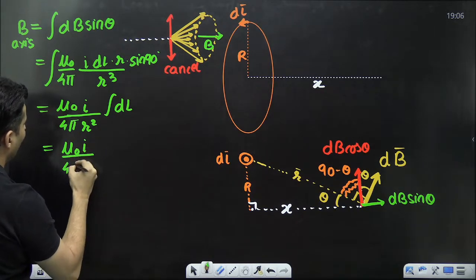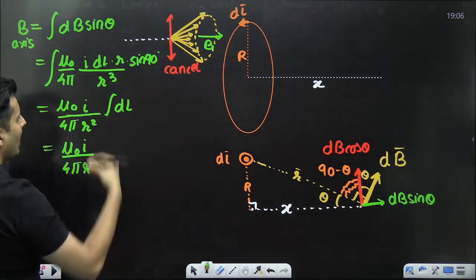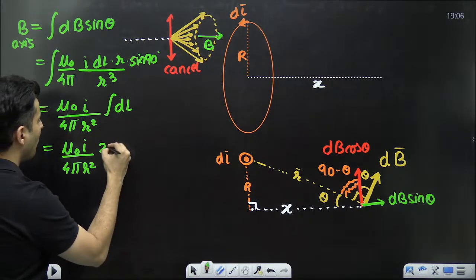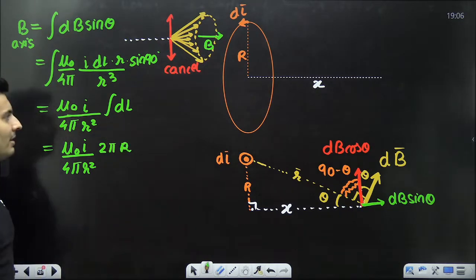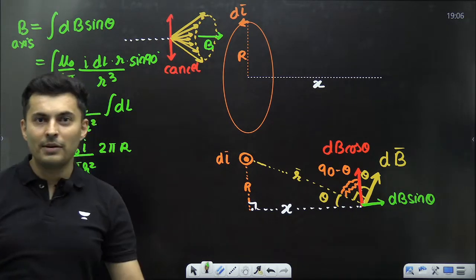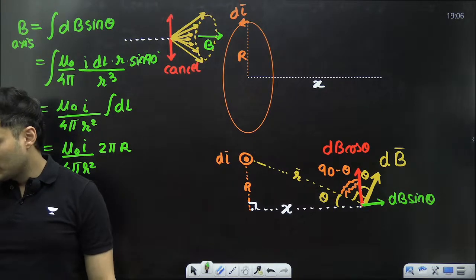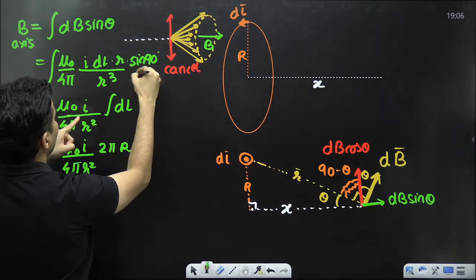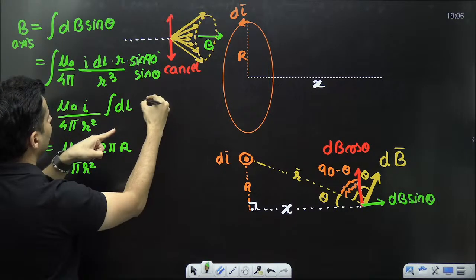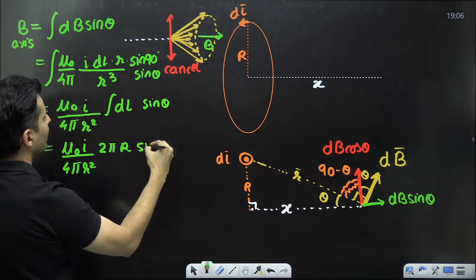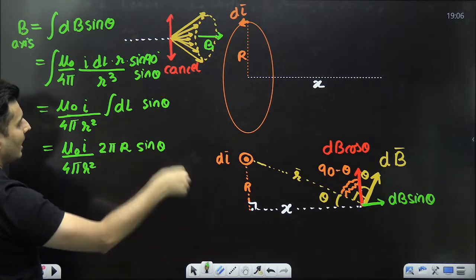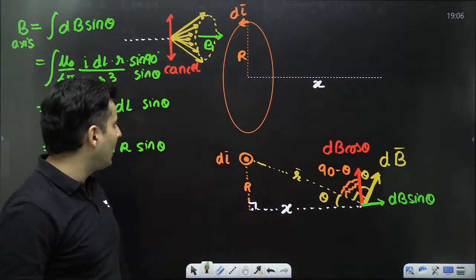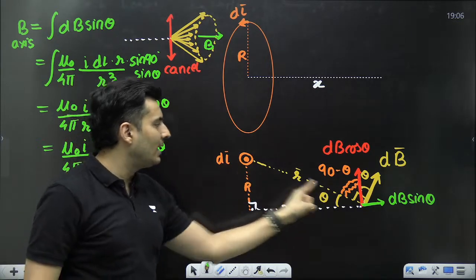So mu naught by 4 pi, here you have r square, and here you have just basically 2 pi and r. Is that right? Everybody with me? Understood till this point? And yes, that sine theta which was there, I will have to still put it, this sine theta was always there. I missed it, so I'm just adding it over here. This sine theta can also be further written down as opposite side by hypotenuse.